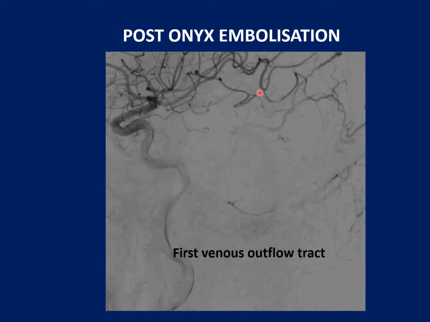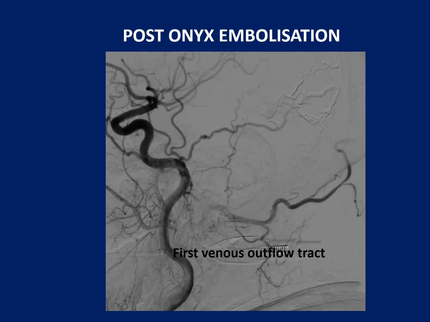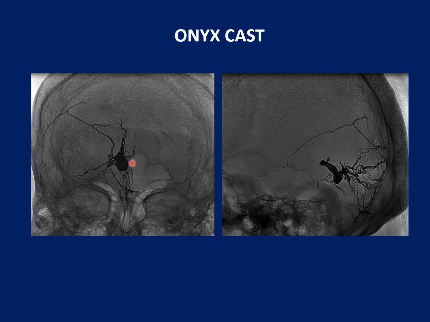The subtracted image here shows the Onyx cast. I'll show the Onyx cast better in the next image. This is the Onyx cast. It is better seen in this image. Here we are able to see whatever is seen as black is all where the Onyx has percolated.